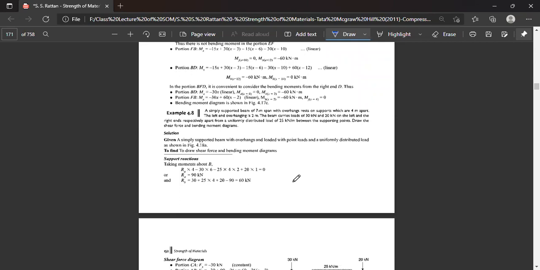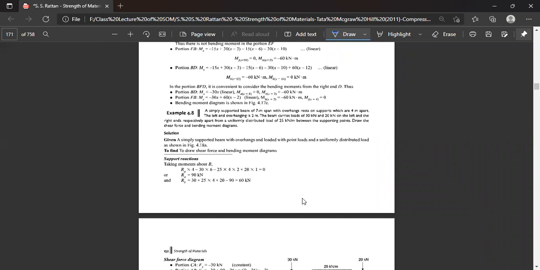Here, what we have got is a simply supported beam of 4 meter span with overhang, resting on supports which are 4 meter apart. Left end overhang is 2 meter. The beam carries loads of 30 kilonewton and 20 kilonewton on the left and right end respectively, along with a uniformly distributed load of 25 kilonewton per meter between the supporting points. Draw the shear force and bending moment diagram.